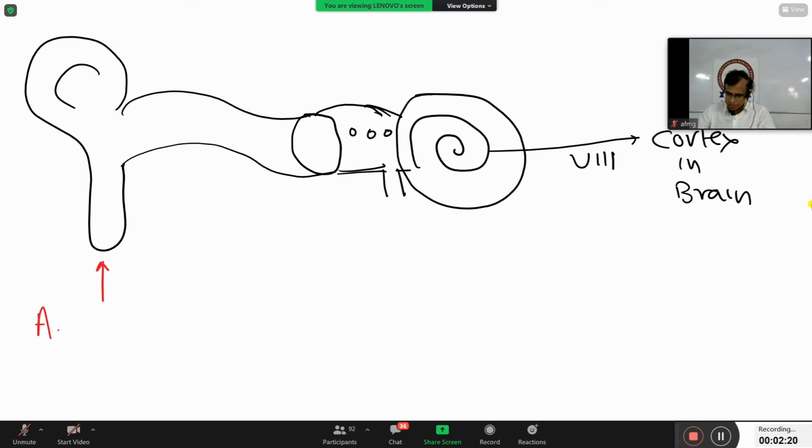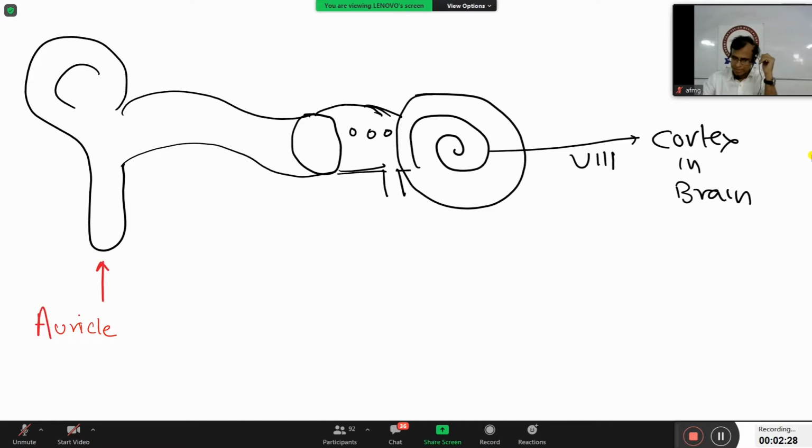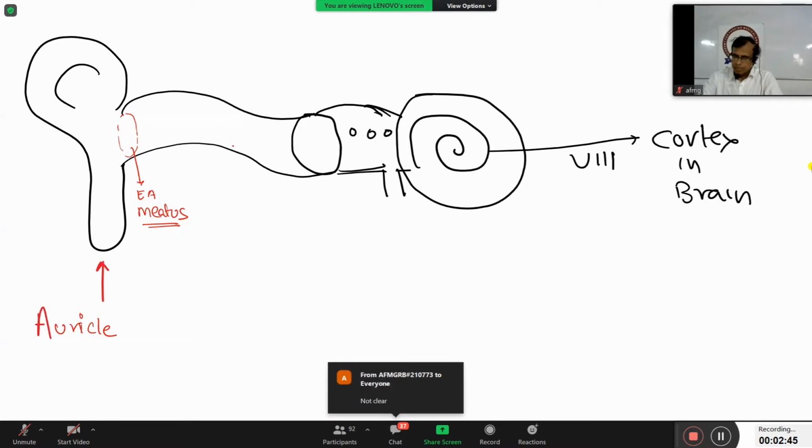What is this? This is called the auricle. Commonly called the pinna, but the correct biological name is auricle. This portal is called the external auditory meatus. And this whole thing becomes the external auditory canal.